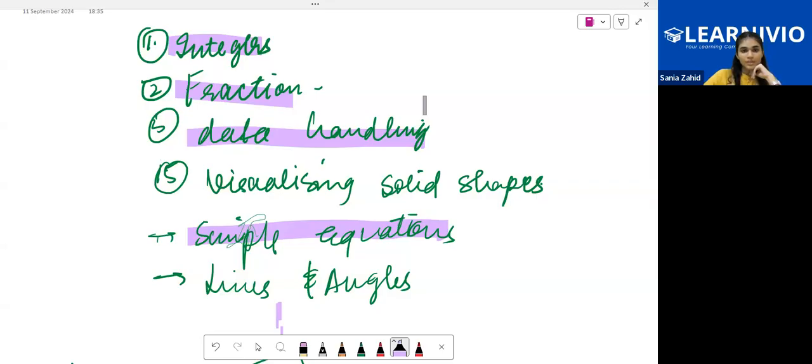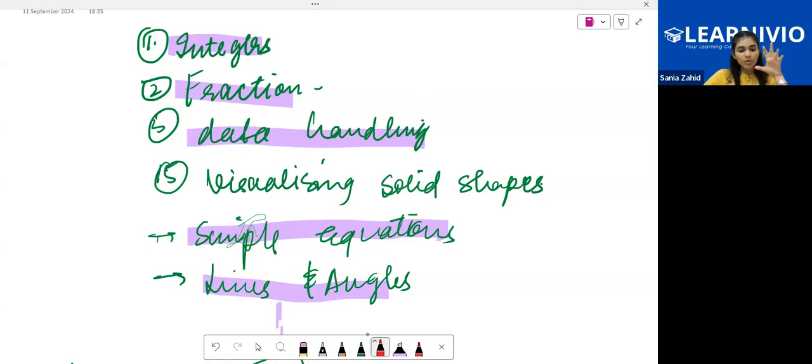Okay, Razan, tell me, is lines and angles complete? Yes. Okay. Visualizing solid shapes? No, ma'am. Okay, fine. So let's do one thing.